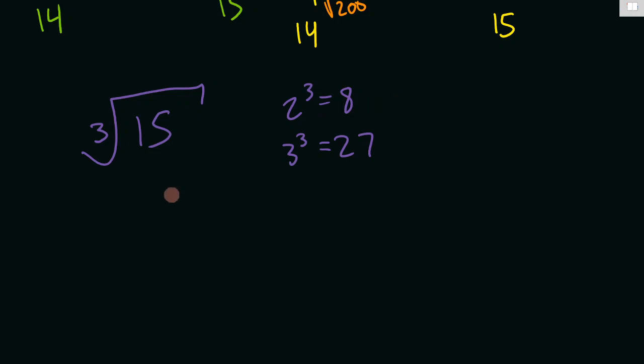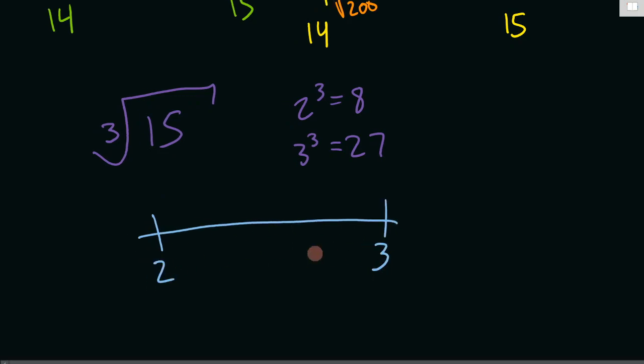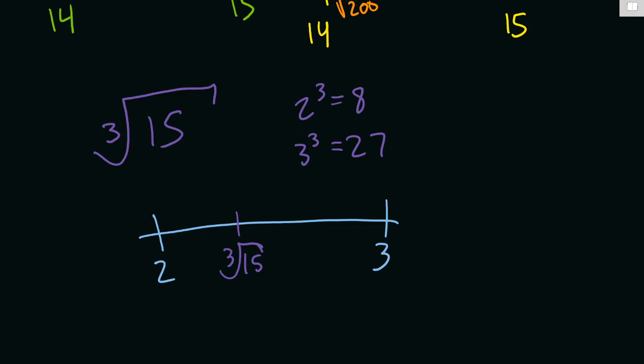So we're going to put this on a number line. So 2 is here and 3 is here. And cube root 15 is going to be a little bit further to the left. So maybe there-ish is cube root of 15. Now, the other thing about cube roots is you can actually have negatives as well.